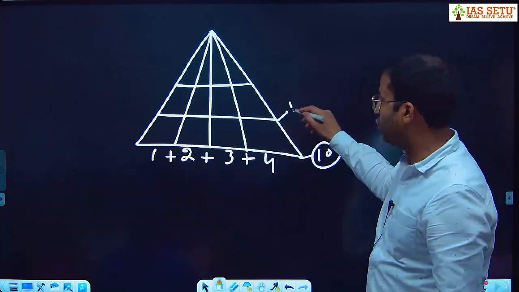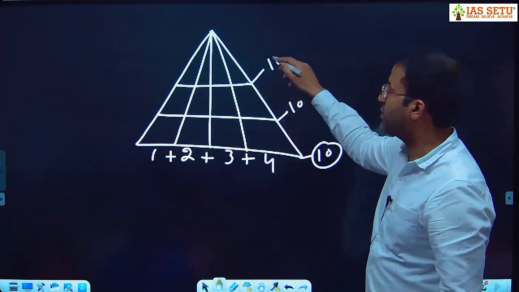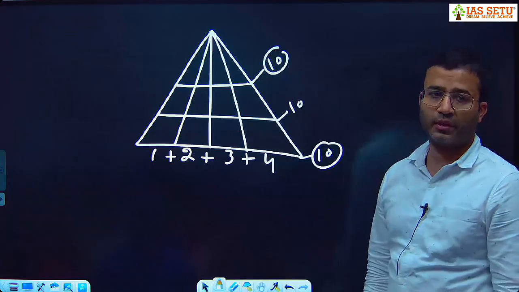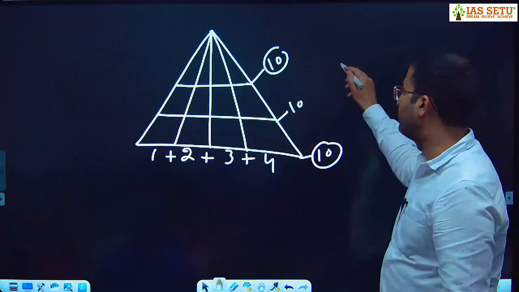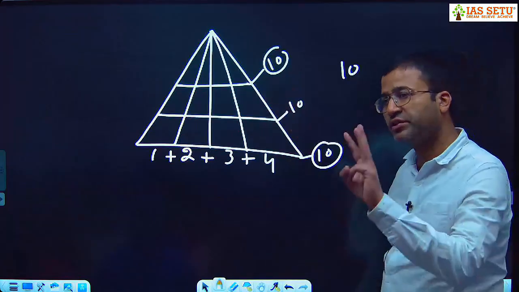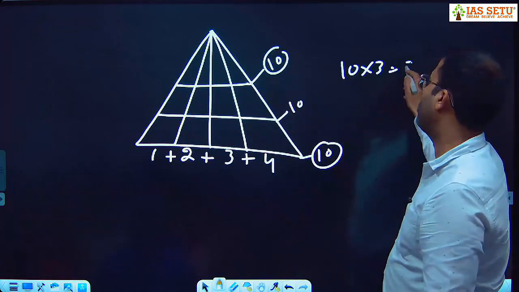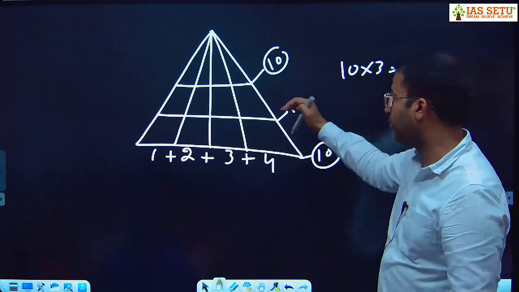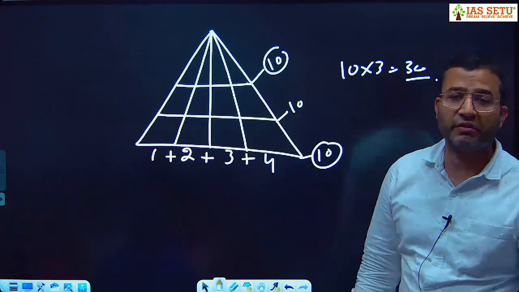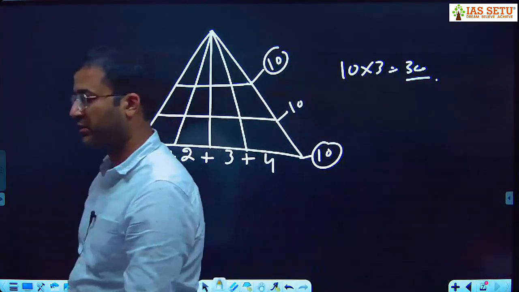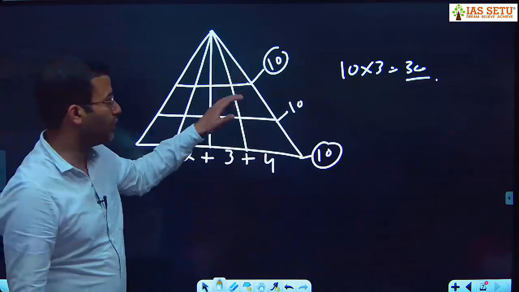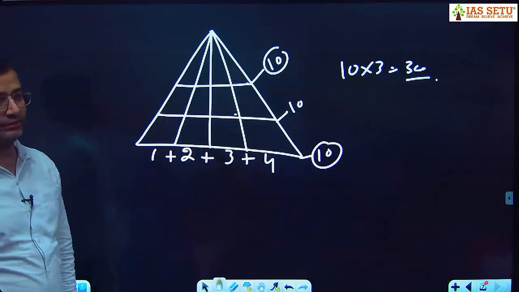At this base also you have 10 triangles. Or you can say one base gives 10 triangles. How many total bases are there? 3. So 10 into 3, total triangles are 30, that is 10 plus 10 plus 10. So in this given figure, we have 30 triangles: 10 small, 10 medium, 10 large.